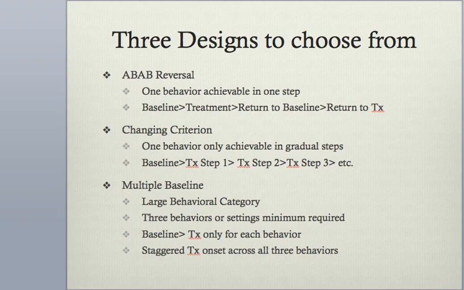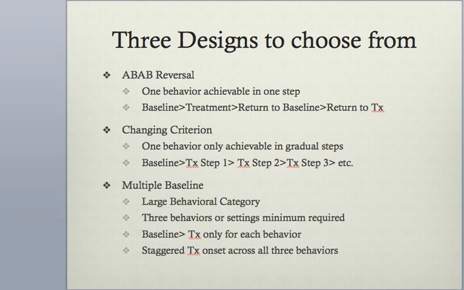The multiple baseline design requires a large behavioral category. You need 3 behaviors or 3 settings minimum. And for each behavior, you will have a baseline and a treatment condition, but you're going to stagger the onset of treatment across the 3 behaviors. So you'll start with drinking more water, and you'll gather baseline on everything, but for water, you'll introduce the treatment, and your water consumption should go up. Then you might have taking vitamins, and you wait a few days after the water has increased, then you start taking vitamins too. Now you're doing water and vitamins.